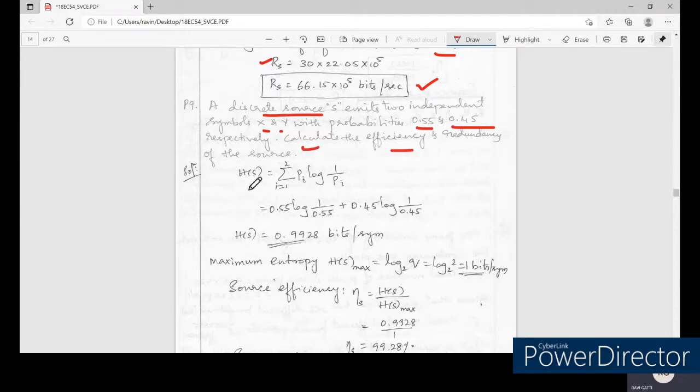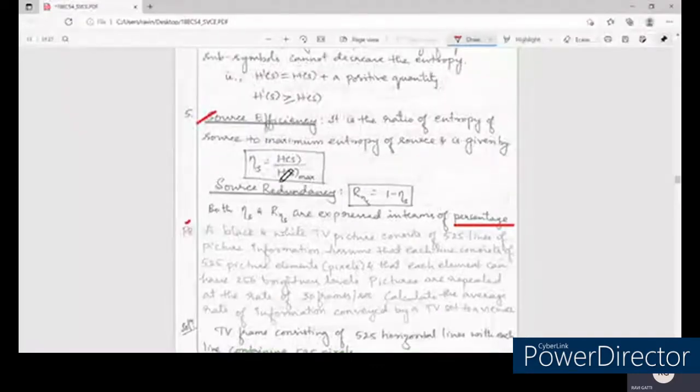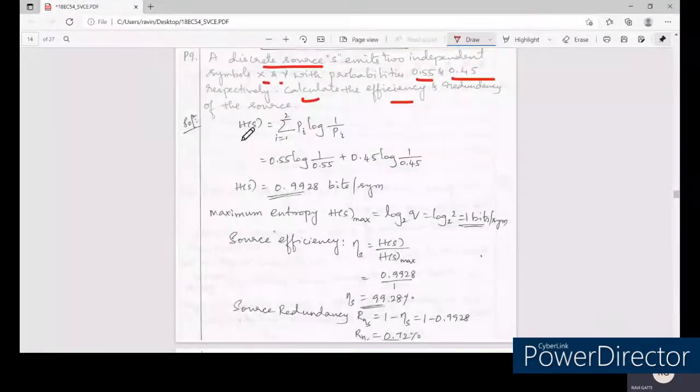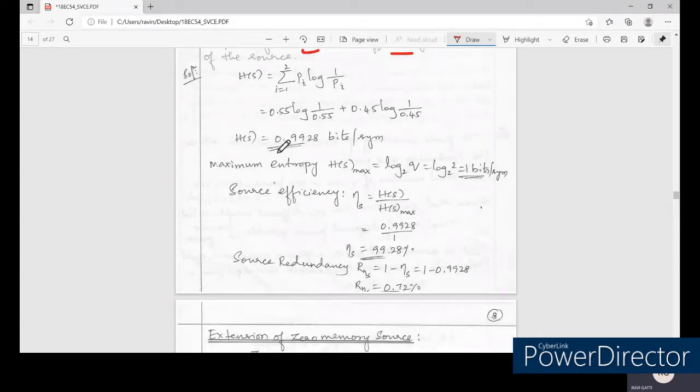So we know the efficiency formula is nothing but H of S divided by H of S max. First we need to find out what is H of S. It is the entropy of the source. Since there are only two symbols, summation i is equal to 1 to 2 of p i log 1 by p i. The probability values are 0.55 and 0.45. So 0.55 into log of 1 by 0.55 plus 0.45 into log of 1 by 0.45. If I substitute that, we'll be getting H of S is equal to 0.9925 bits per symbol.